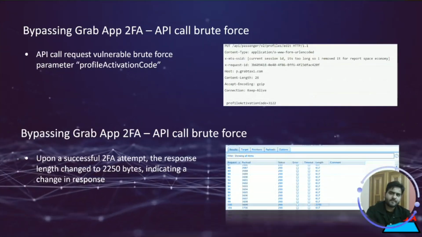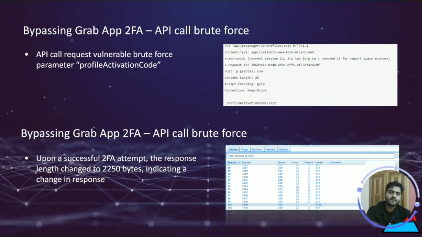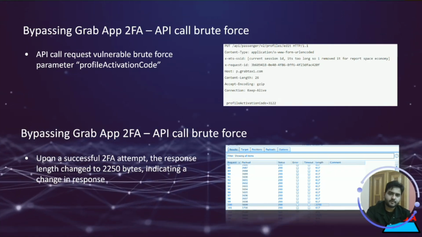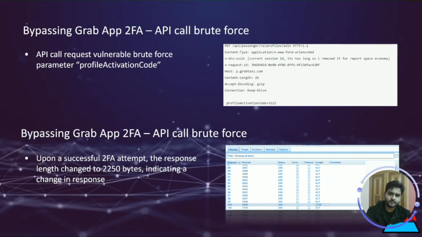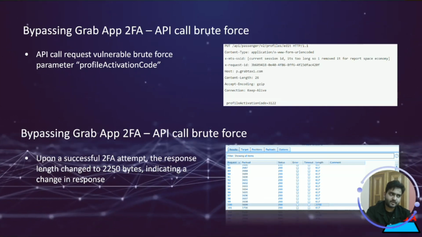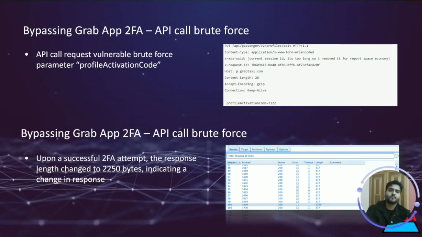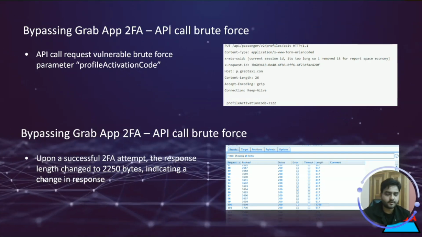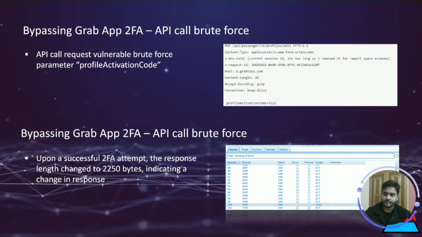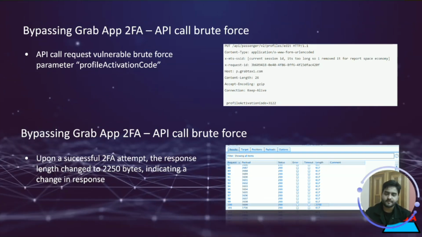Let's look at this one, bypassing Grab. It's basically an API brute force. Profile activation code was the parameter that was required to be brute forced. Upon successful attempts, the content length actually changed to the HTML page, and we were able to detect that using the Burp Intruder. And this is how we bypassed 2FA in Grab. It was a very widely accepted case study scenario, and it was very, very appreciated as well.